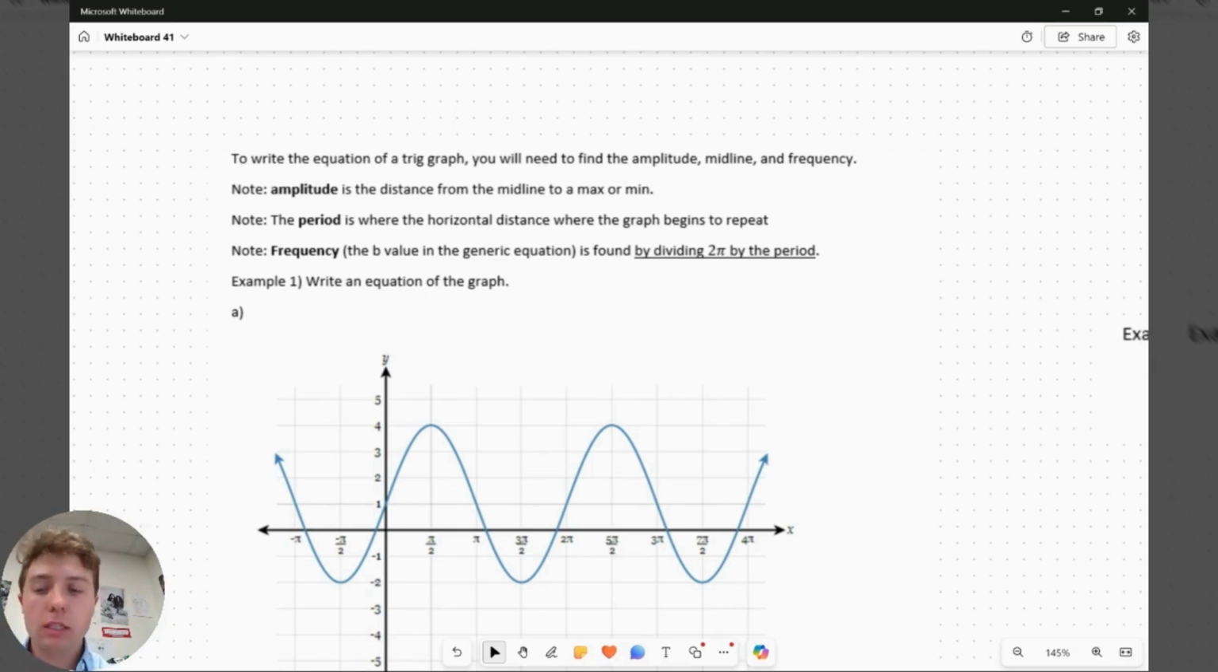So, a few things in order to create our function is we always need to know the amplitude, we need to know the period, and the frequency. Reminders of each of those are at the top. Amplitude is the distance from the midline to the maximum or minimum. Period is how long it takes for the function to repeat its wave-like cycle. And the frequency is the b value in the generic equation. This is found by dividing 2 pi by the period.